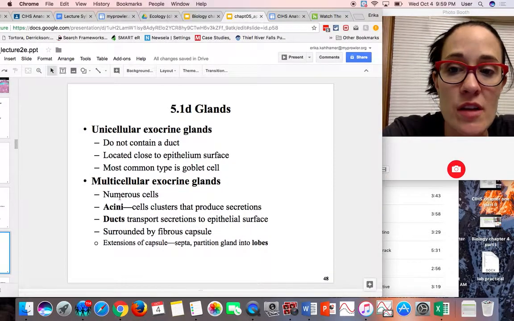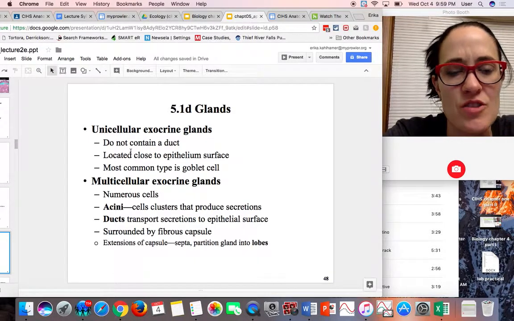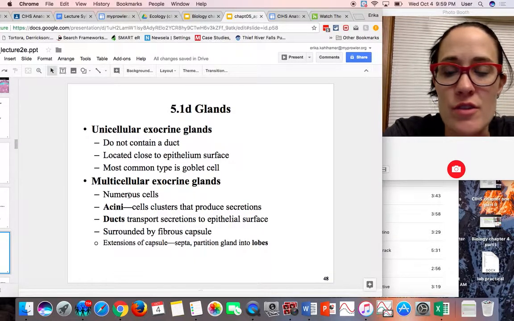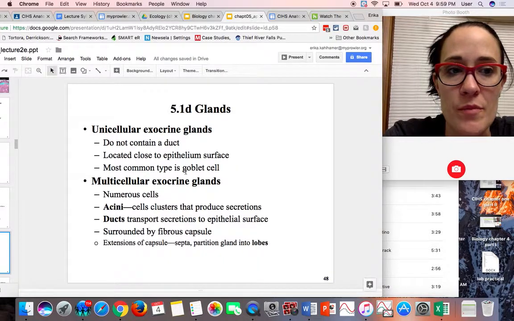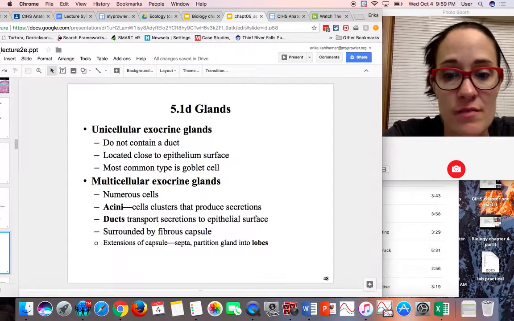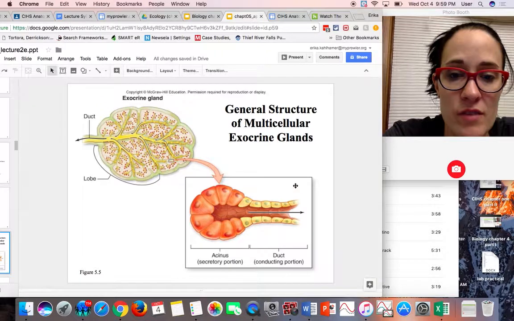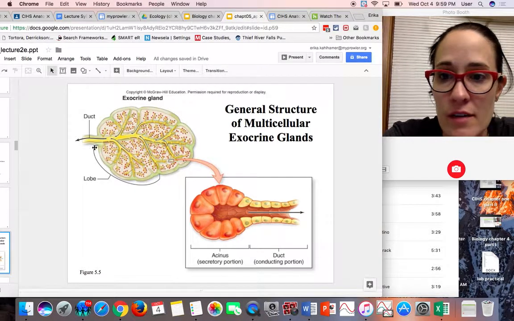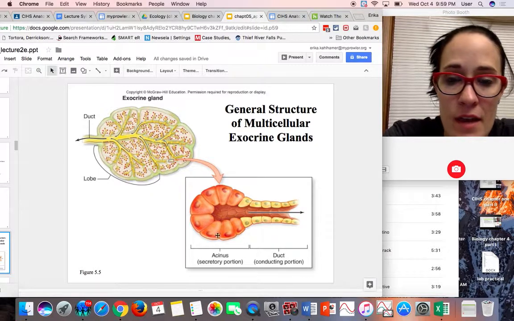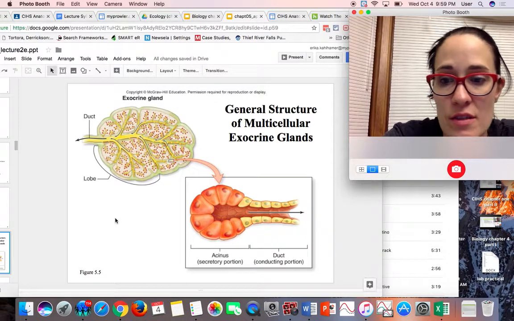They can either be unicellular or multicellular. Unicellular don't contain a duct or an extension of it. They're very close to the surface, and most common type is a mucus cell. Multicellular contains ducts, and I'll show you some pictures here. So here's the duct of an exocrine gland, right here, a duct. And then the area below that area is called the secretory portion. This is responsible for making the secretions or secreting them into the lumen of that duct.